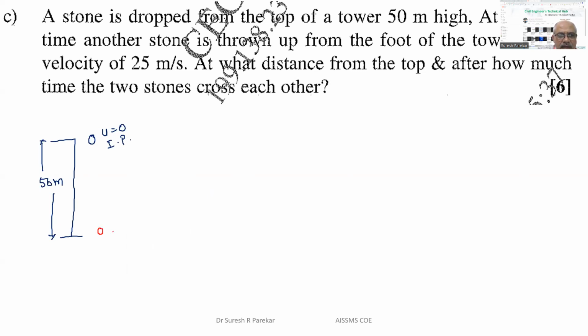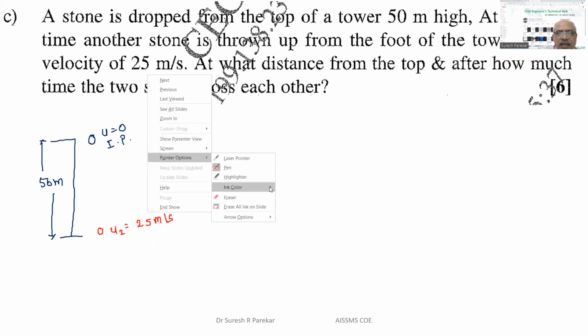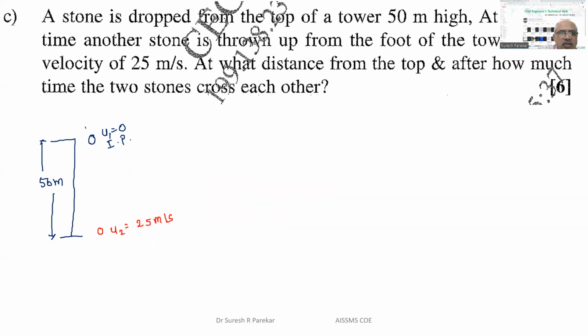And we have given u, for this one I will mention u2 equal to 25 meters per second. And for this I will mention it as U1. So this we will say U1. So this is stone A, and this I will say stone B. At what distance from the top, and after how much time, do the two stones cross each other?